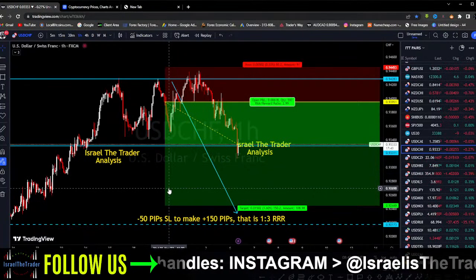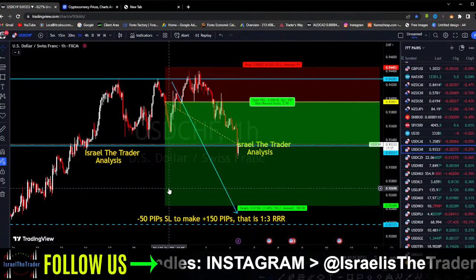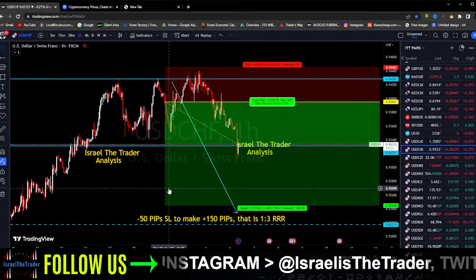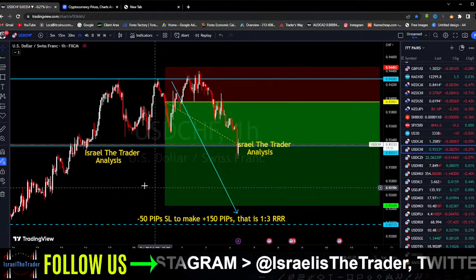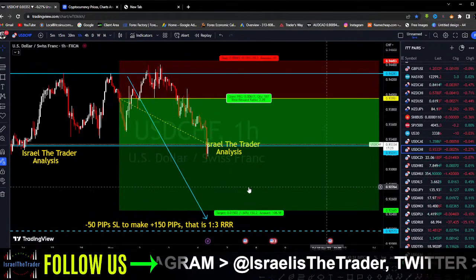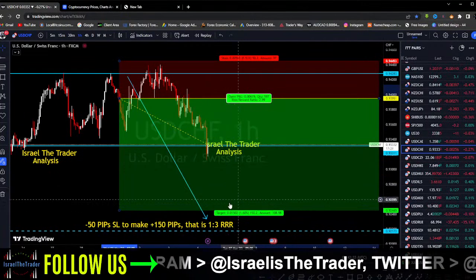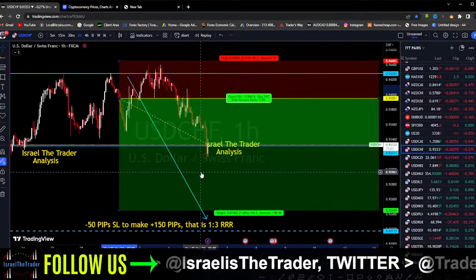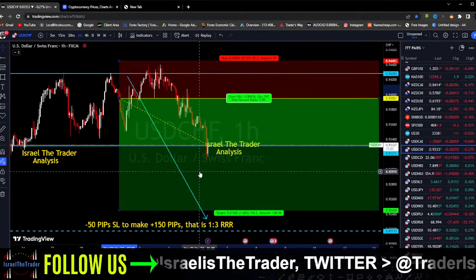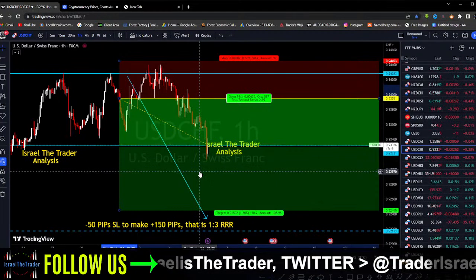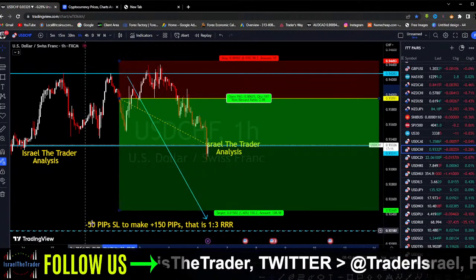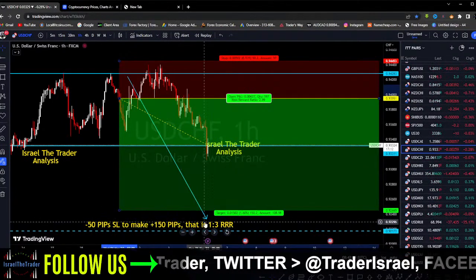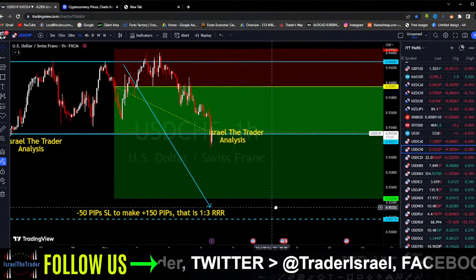We are long-term traders, guys. We don't just trade for 1 hour and we are done, or scalp the market. We don't do none of that. When we execute a trade, we go for a long-term trading plan. On this particular trade, if the market hits our final take profit, we are going to take like 150 pips, but we were risking only 50 pips to make 150, and that's a 1 to 3 risk to reward ratio.